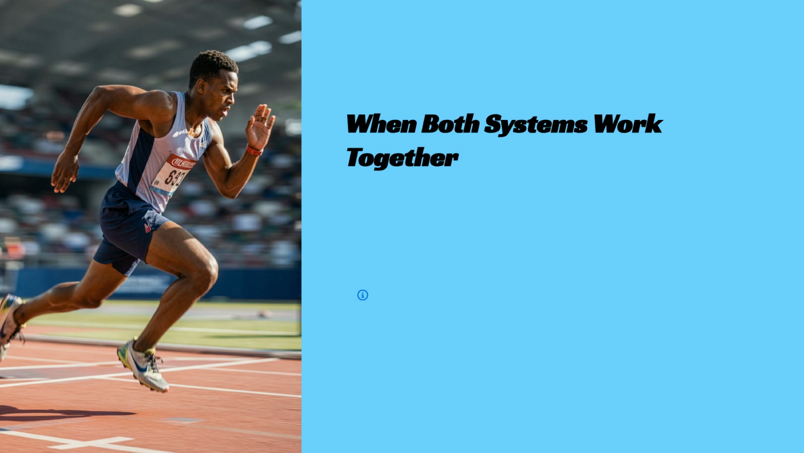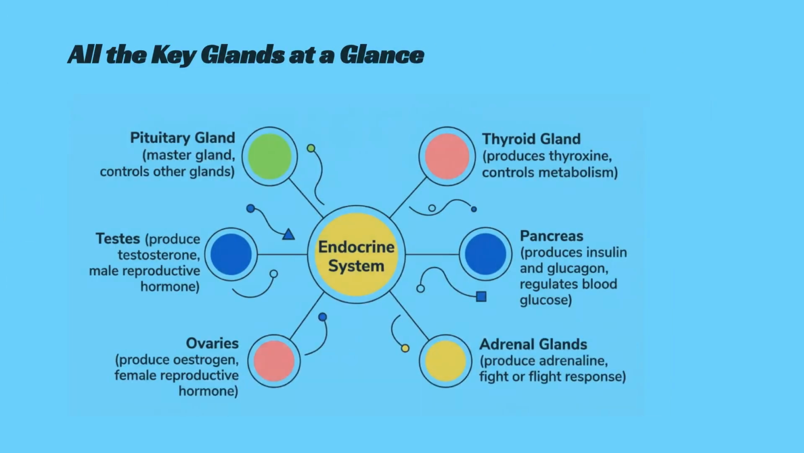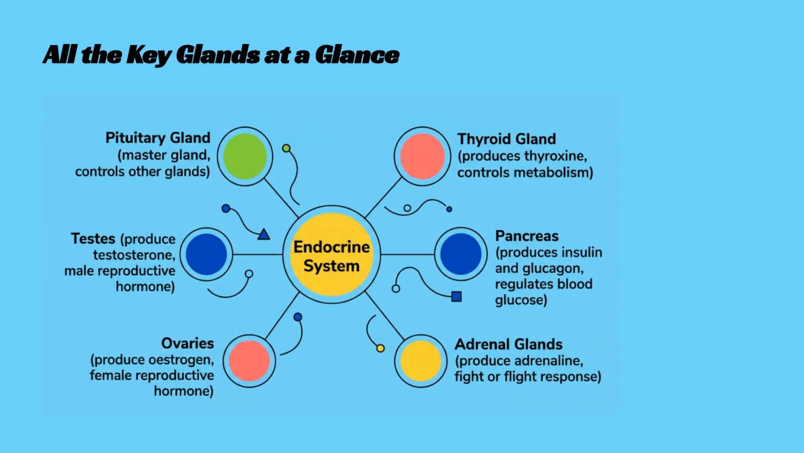Some responses require both systems. For instance, the fight-or-flight response starts with a fast nerve signal to the adrenal glands, which then release adrenaline for a slower, sustained hormonal response. This quick overview highlights the major endocrine glands and their locations in the body. Refer back to this map for visual context as you revise the system.